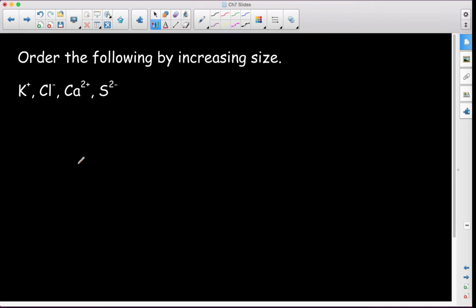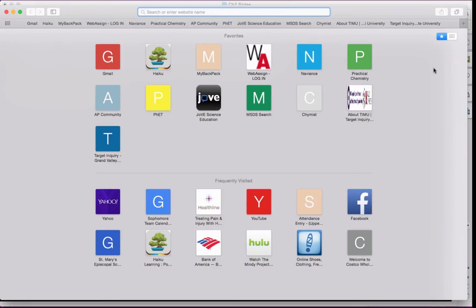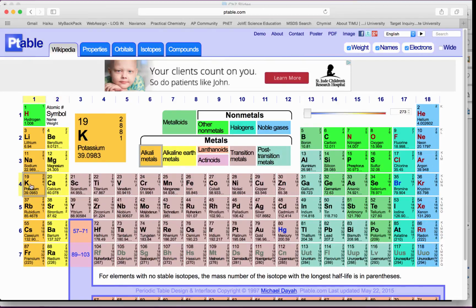Now, let's say that we wanted to put the following in order by increasing size. You'll say, oh, well, how am I supposed to do that? I don't know what to do here. Well, first of all, we would need a periodic table. If we had a periodic table, we would go find calcium and potassium and chlorine and sulfur. This would be easier if we had a periodic table, so let's go ahead and pull up a periodic table. So we have potassium plus 1 and calcium plus 2, so let's go ahead and jot those down. So we have 19 and we have 20.